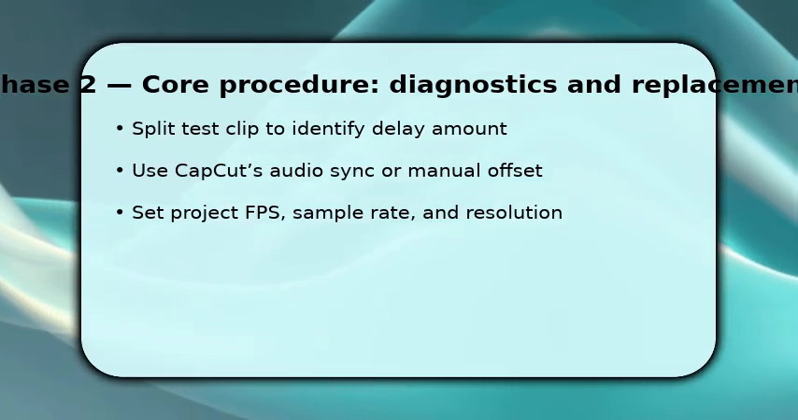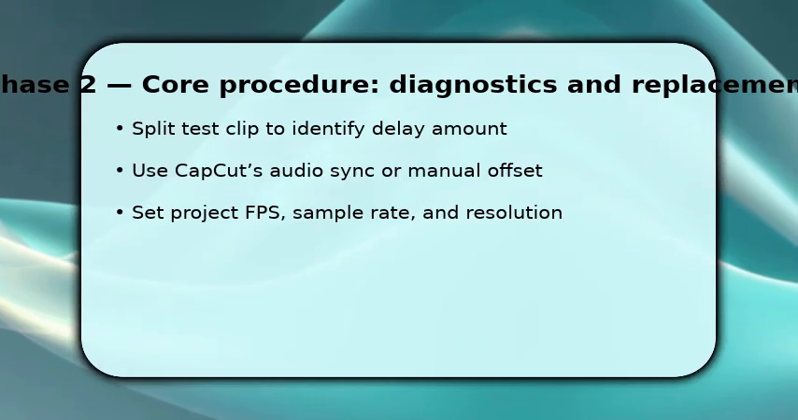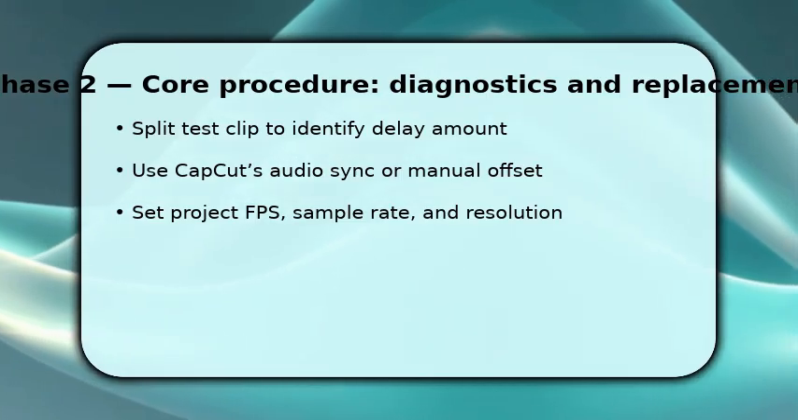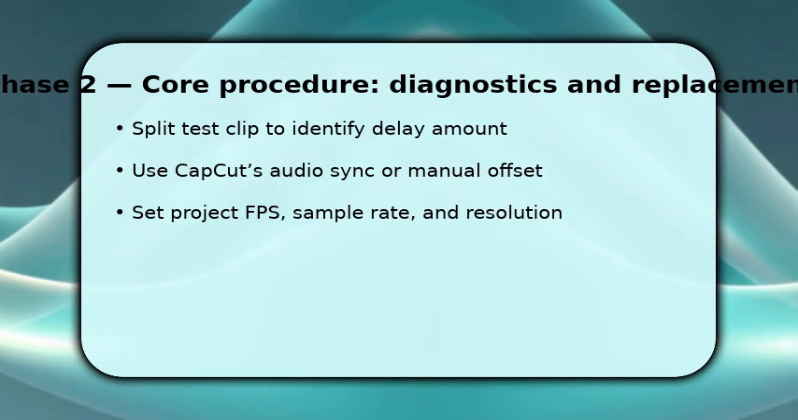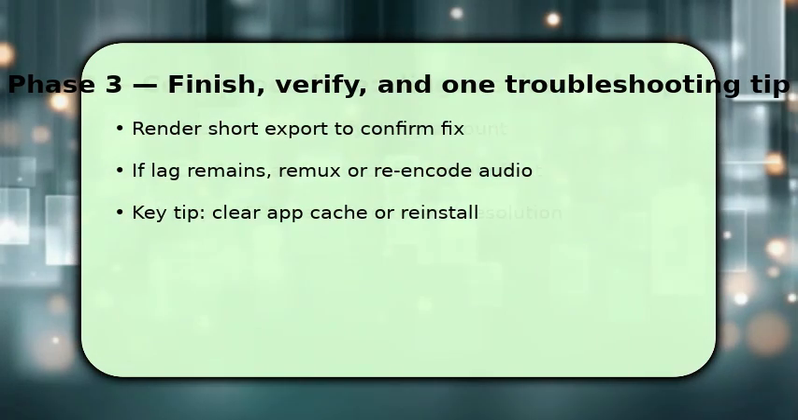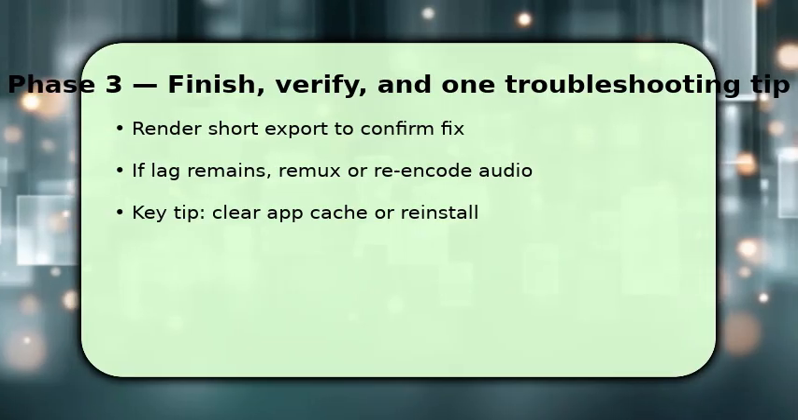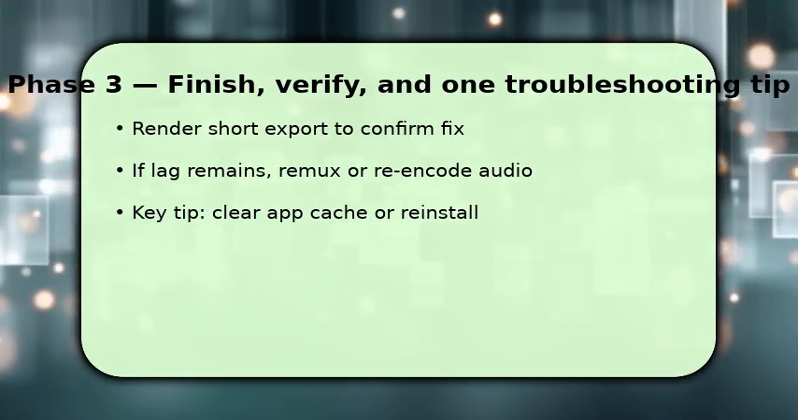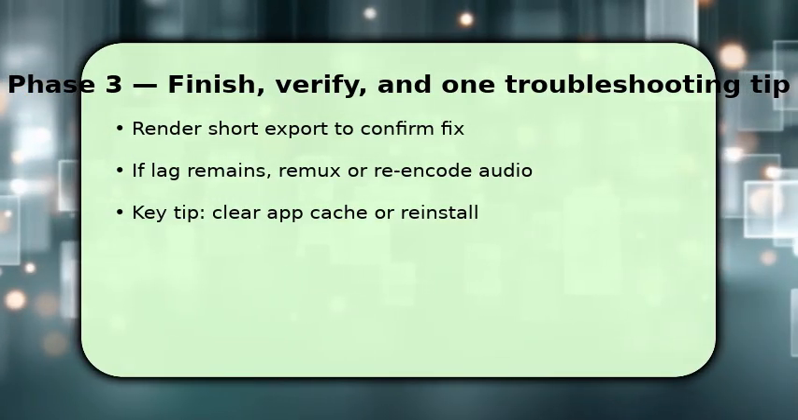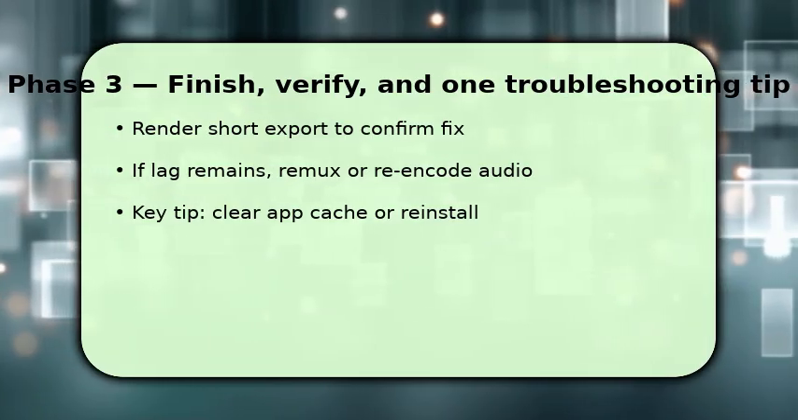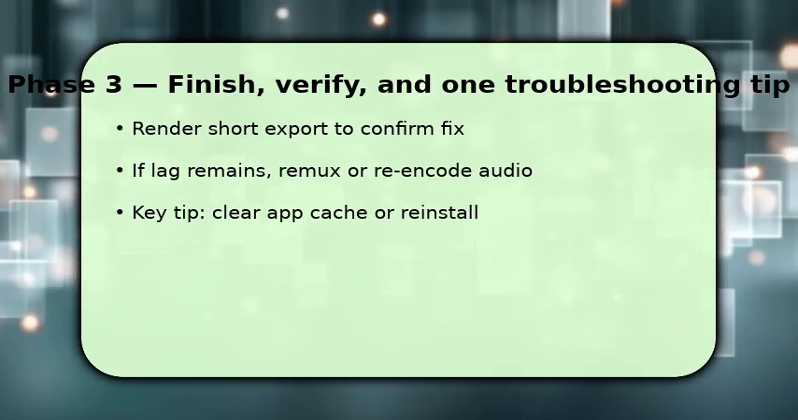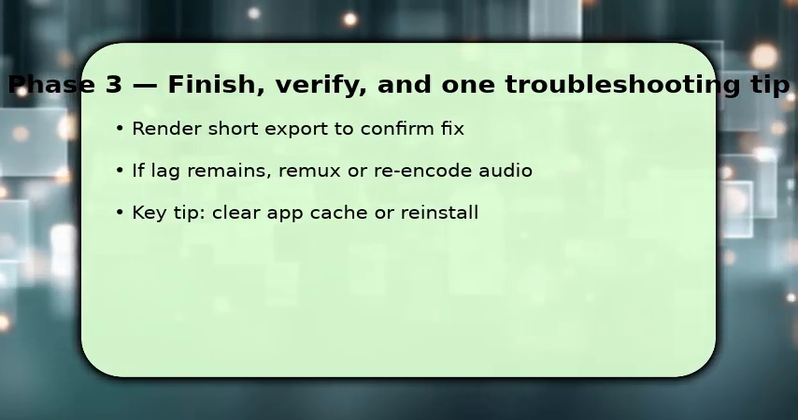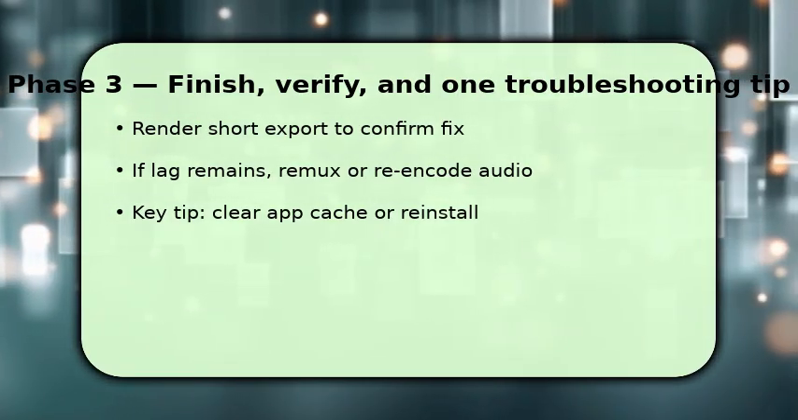If lag persists, convert the audio to a common format like 48000 Hz WAV and re-import to eliminate codec-caused delays. Finish by rendering a 10-15 second export to confirm audio and video stay in sync. If you still hear drift, remux the video with neutral audio or re-encode the audio to 48000 Hz WAV, then re-import. This often fixes codec timing issues.